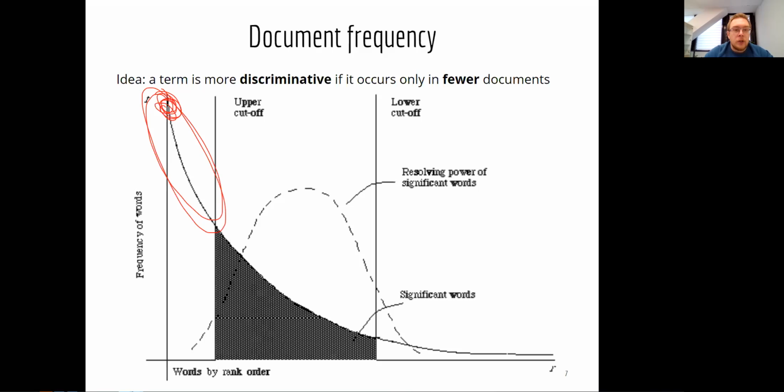For example, in English it will be the word "the". In Russian it will be the word, I don't know, "na". So some prepositions, whatever is used in every sentence. And that's why these words have very low resolution power. For the majority of queries, they will not help you to find the text.